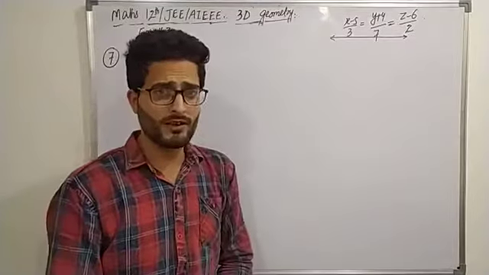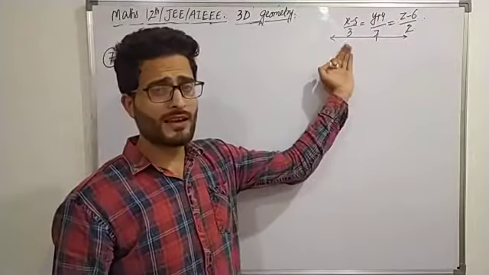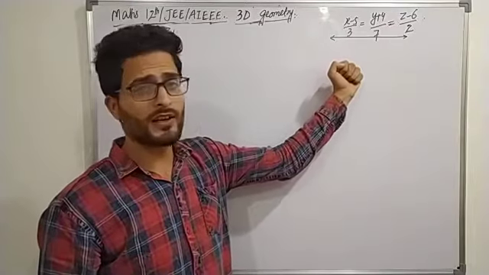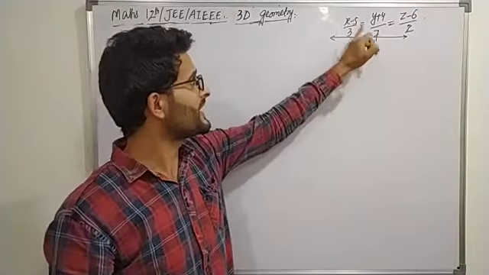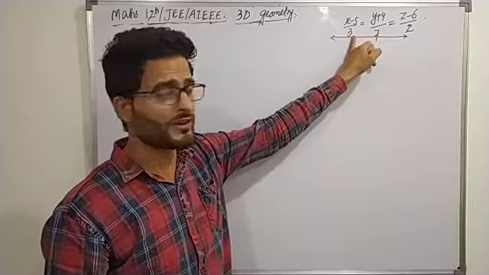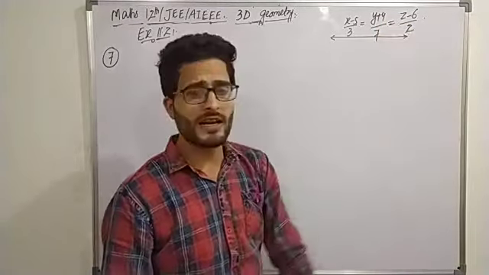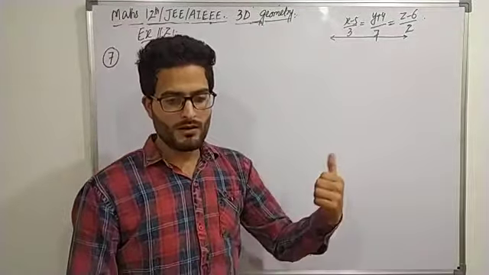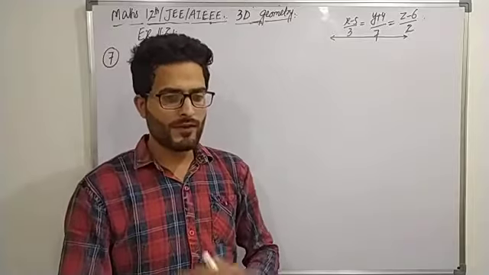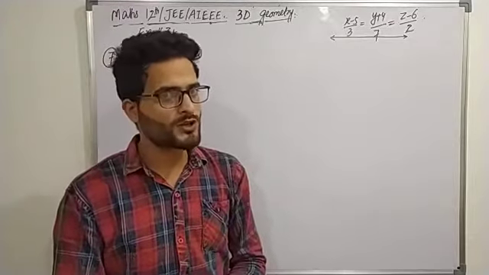in that question number 7 we have a given line, and that given line has been expressed in terms of the Cartesian equation, that is x minus 5 divided by 3 is equal to y plus 4 divided by 7, and that's equal to z minus 6 divided by 2. That is the given Cartesian equation of the line, and we need to find the vector equation of the line.